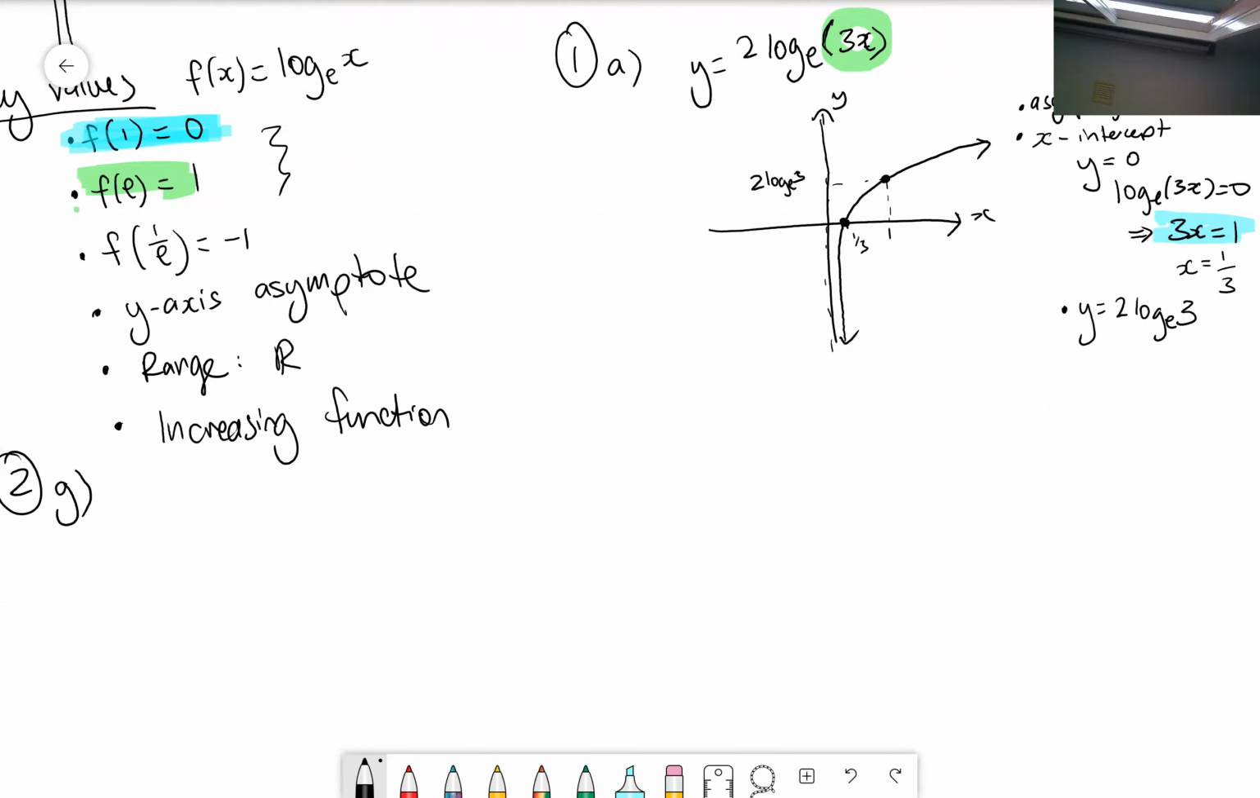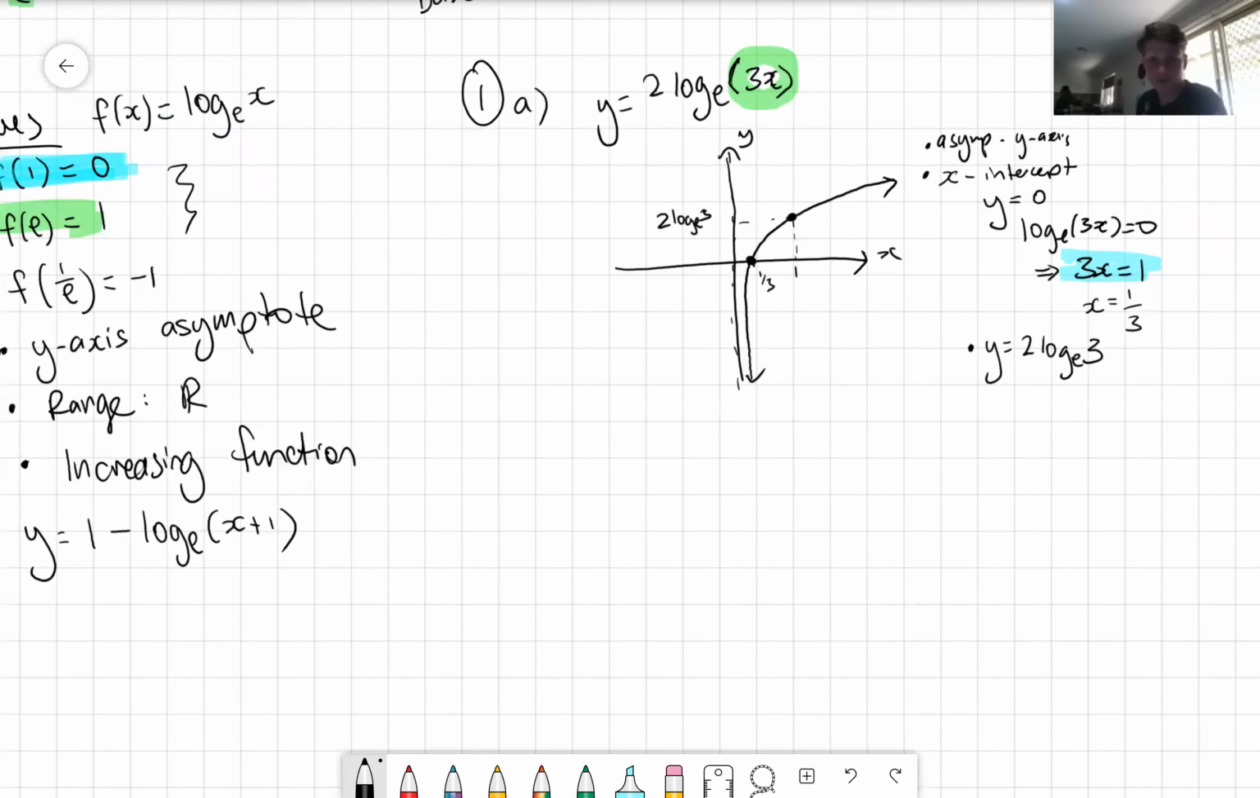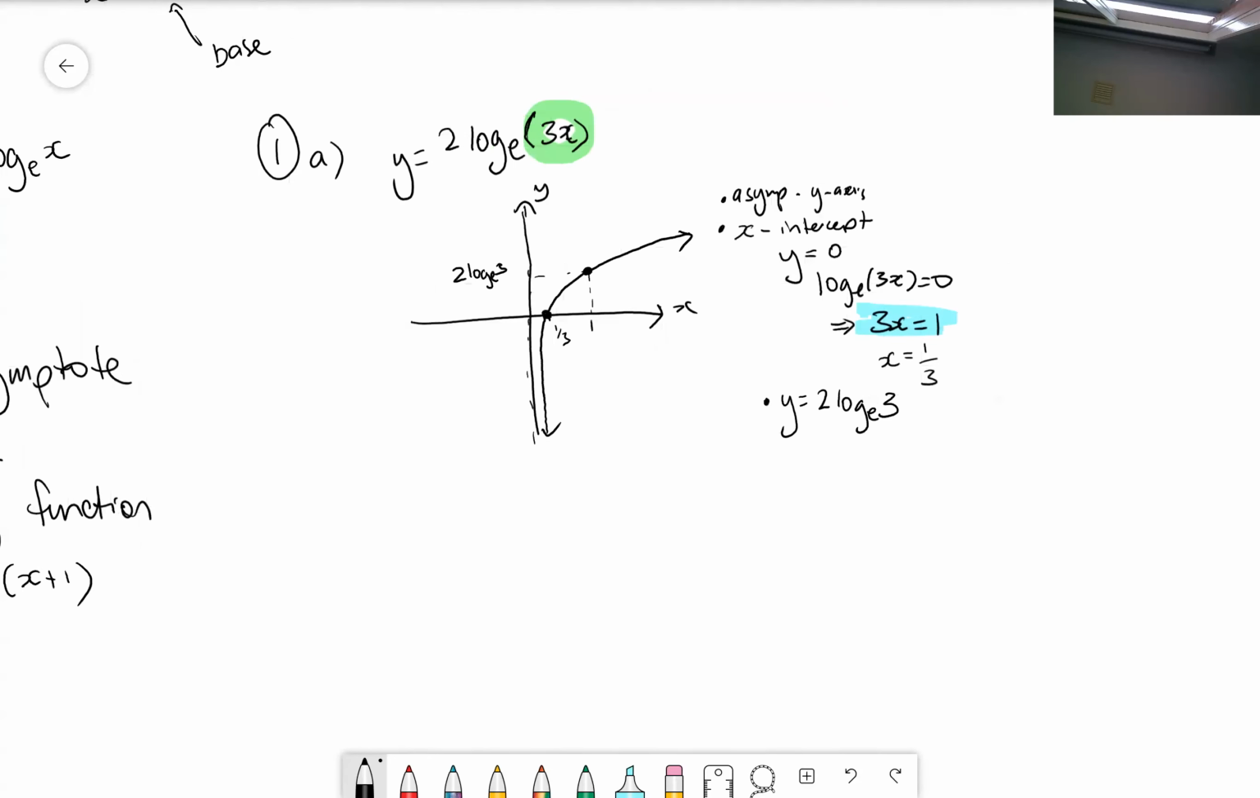Right, for 2G, we've got y equal to 1 minus log to the base e, x plus 1. With the last one, what happened to the 2 at the front? So, great question. The 2 at the front is basically a dilation up and down.